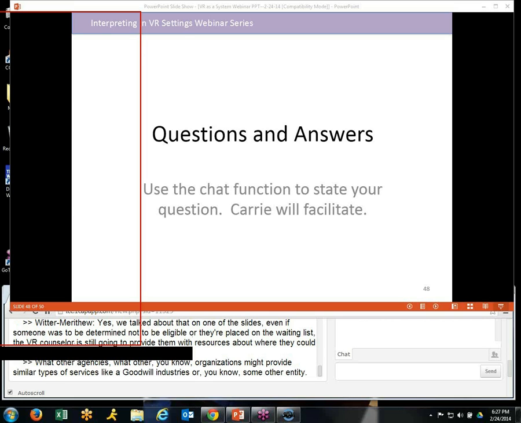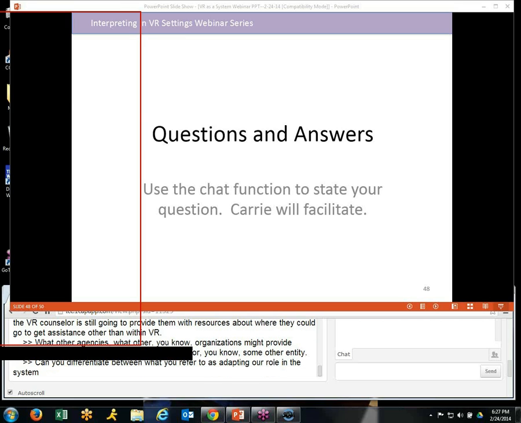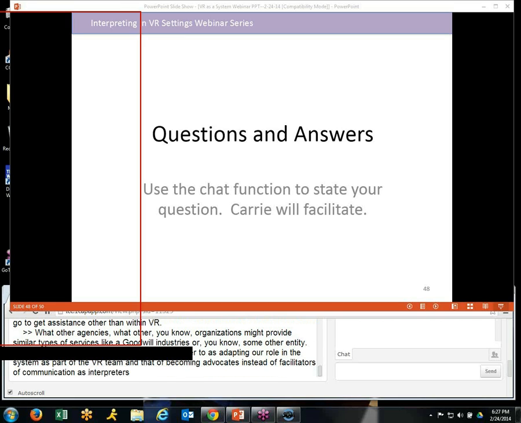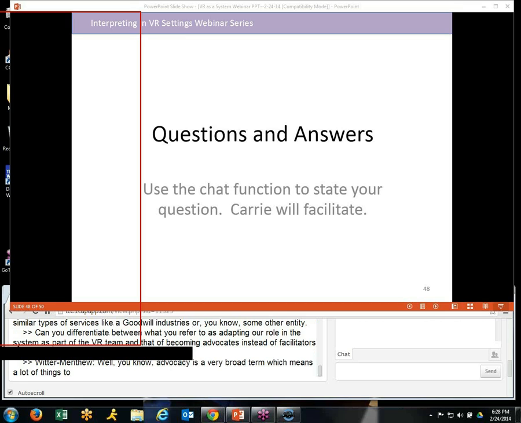Can you differentiate between what you refer to as adapting a role in the system as part of the VR team and that of becoming advocates instead of facilitators of communication as interpreters? Well, advocacy is a very broad term, which means a lot of things to a lot of different individuals. And so I'm not using the term advocacy.